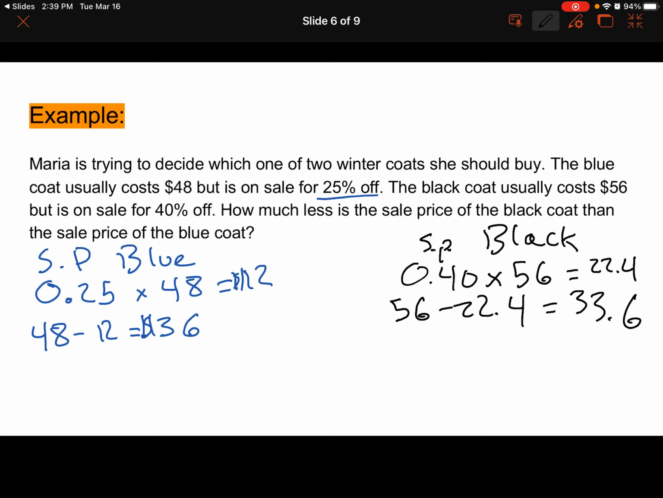So the black coat, so how much less is the sale price of the black coat than the blue coat? Well, what we need to do there is we need to subtract our blue coat, which is $36, minus our black coat, which is $33.6, for a grand total of $2.4. So this black coat is $2.4 less. So hopefully Maria is going to buy that black coat.